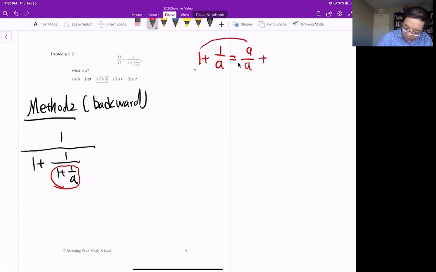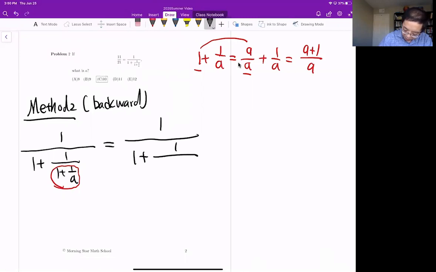So this is 1, so 1 is 1 over a. We just change it to the same denominator, right? So this a plus 1 of a, so this is a plus 1 over a. Okay, so I put it here. So this equals 1 plus 1 over a plus 1 over a, right? Right here. Okay, so from here.